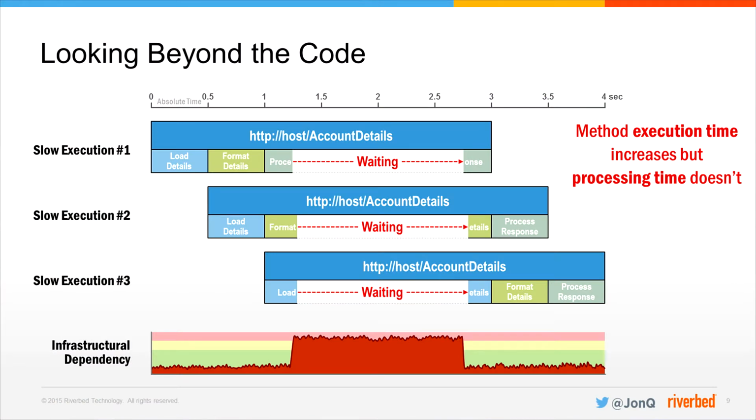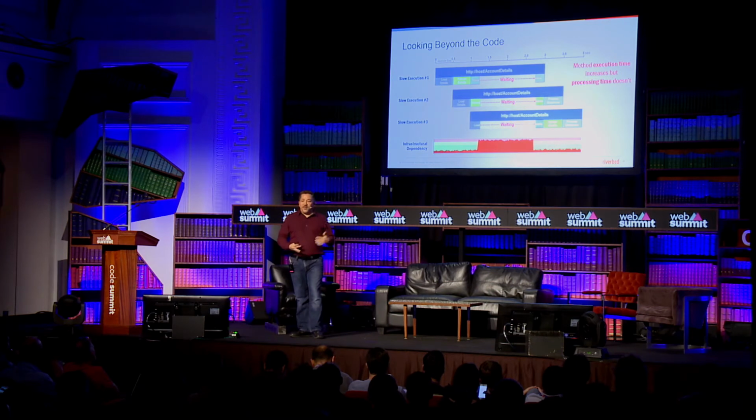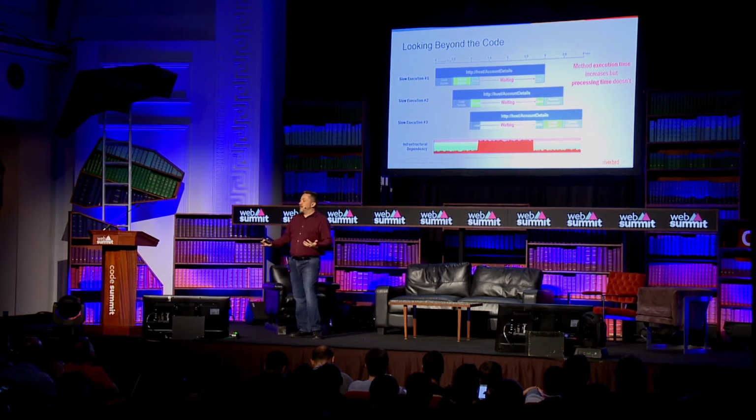So the execution time of method start to method end increases, but the processing time, the colored pieces we see to the sides of waiting, actually doesn't. It's still doing the same amount of work. And this is the clear indicator that it's not your code. There's nothing you could have done to make it faster, because your code is not the reason it got slower.